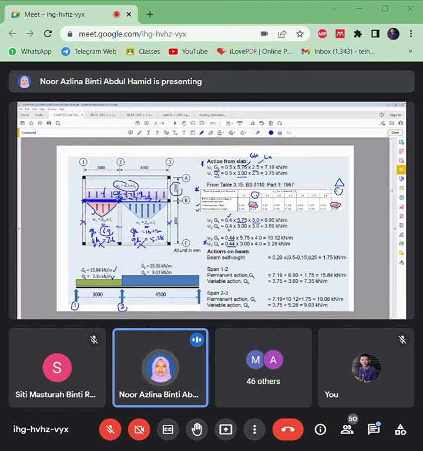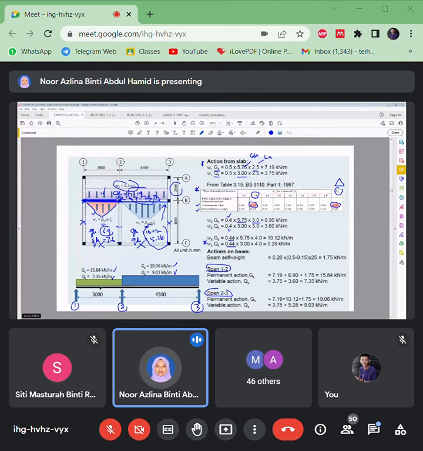For grid line 2 to 3, this is the value that we transfer to this beam. So that's why there will be a difference between these spans. You have to look at span 1 to 2, what load transfers to it, and for span 2 to 3, what load transfers to it. Okay, so this is how we do the load estimations.